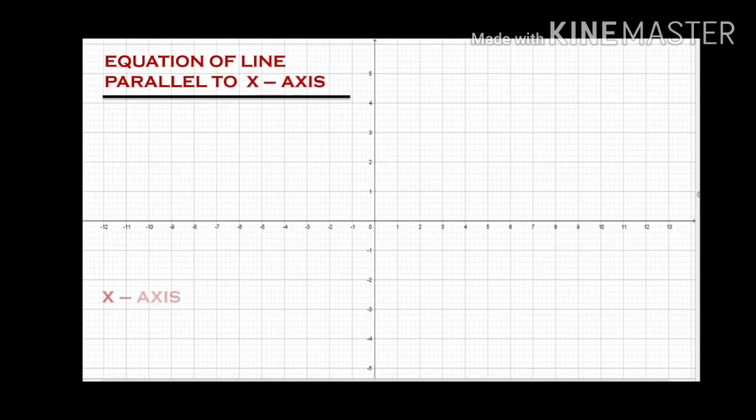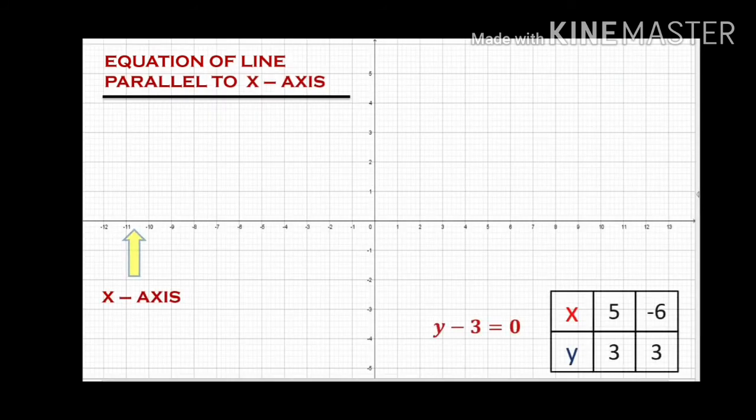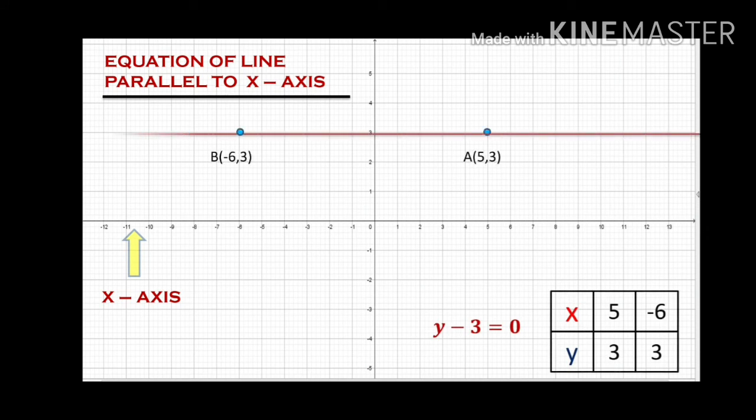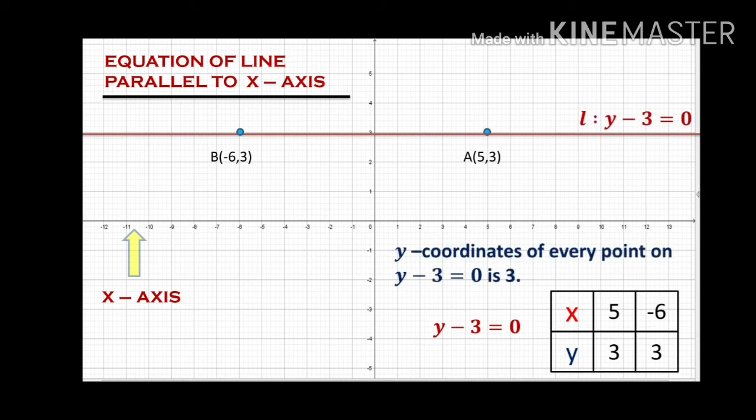So now suppose we plot this on the graph paper. Let us take the points 5, 3 and minus 6, 3. When we draw a line, we can see this is parallel, and the y coordinate of every point on it is 3. The y coordinates of all the points on this line are 3, because we have y minus 3 equals 0. To satisfy this equation, y must be 3 and only 3. Then only we will get 0. So the y coordinate of every point on this line will always be 3.